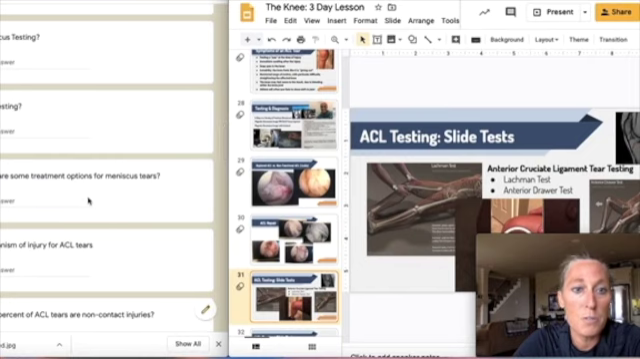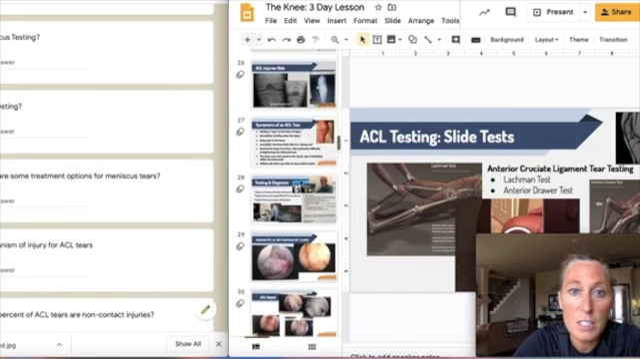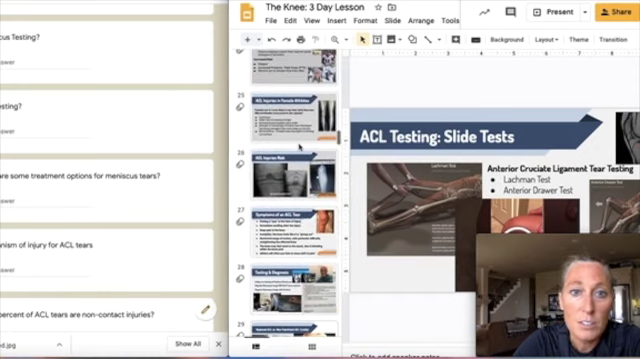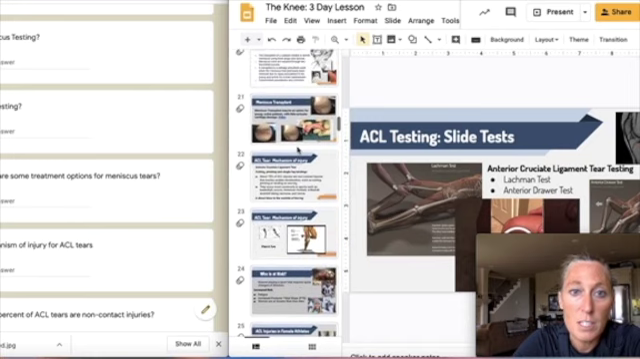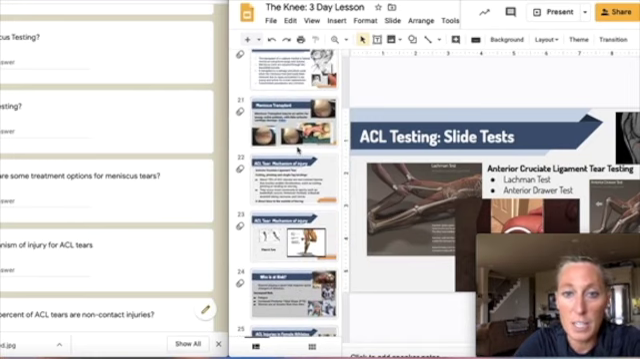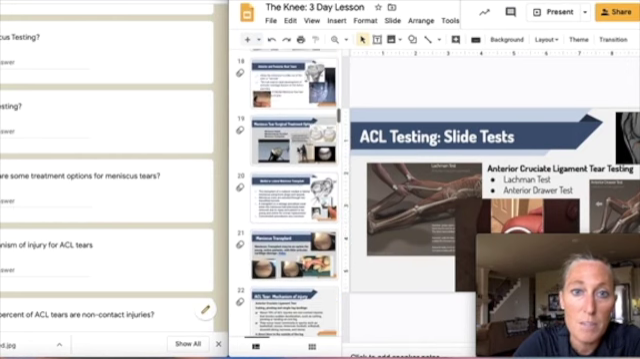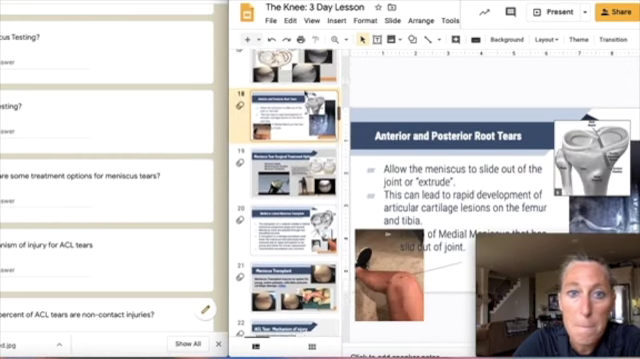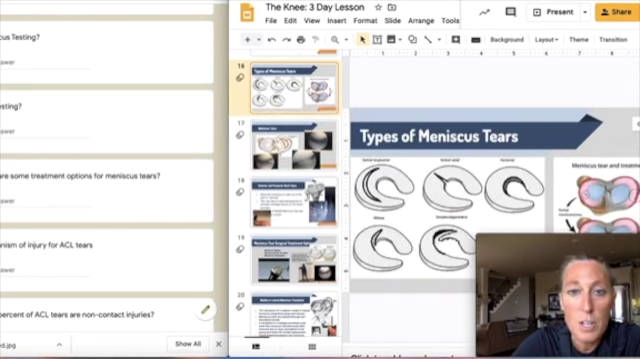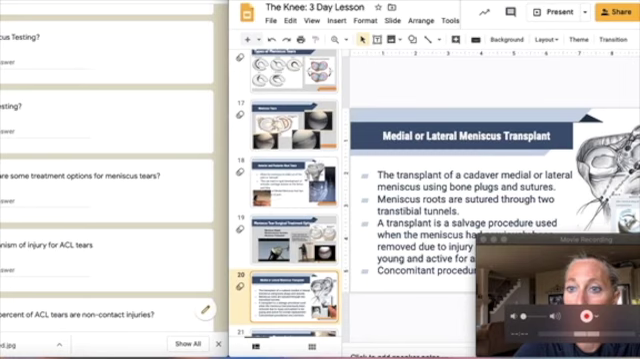What are some treatment options for the meniscus repair? For meniscus tears, there are several different treatment options. Back to meniscus here. They can do a meniscectomy where they can take out part of the meniscus. They can do a meniscus repair where they suture part of the meniscus back. Or they can do a meniscus transplant, which here's a picture of a meniscus transplant and how they put a cadaver meniscus into the knee joint.